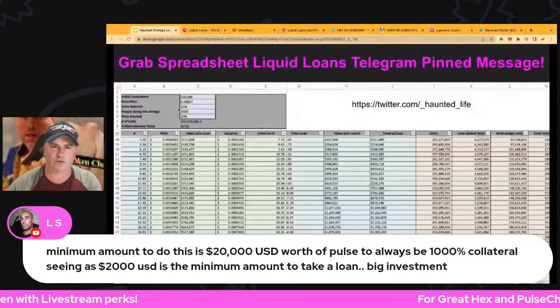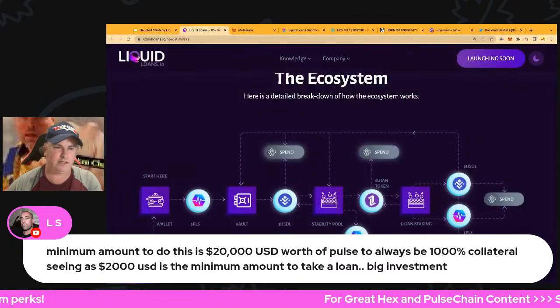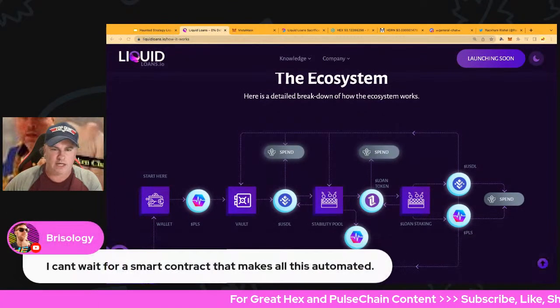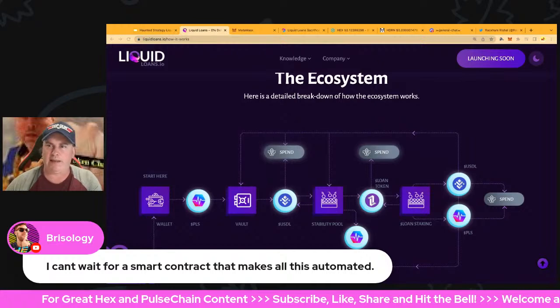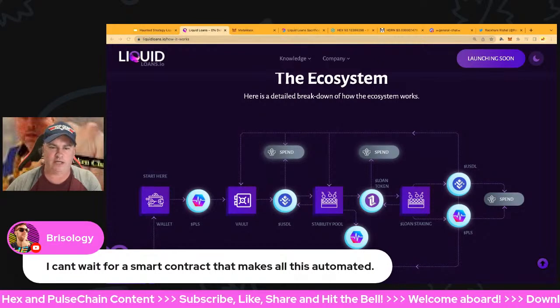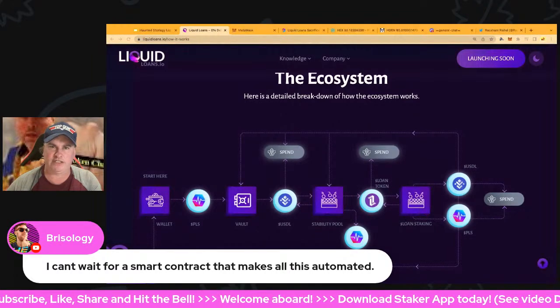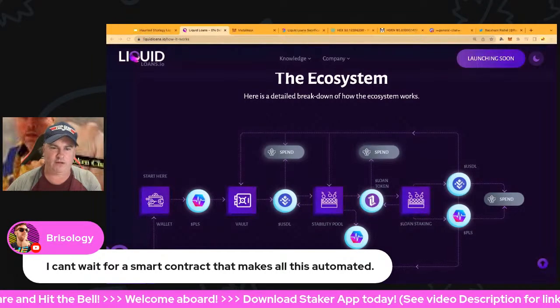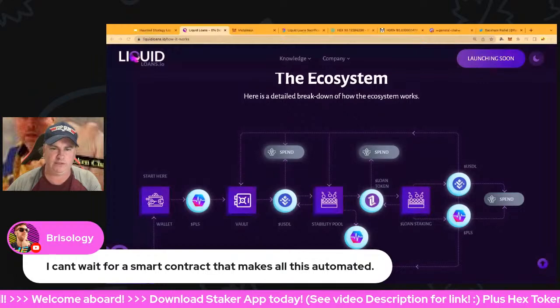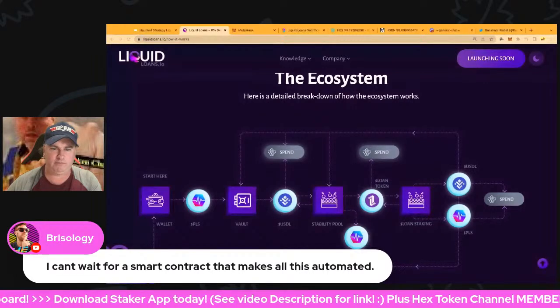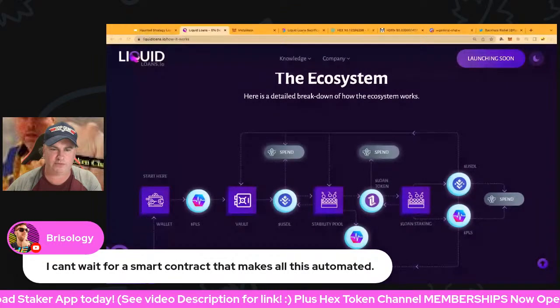This is the haunted strategy here, folks. I can't wait for a smart contract that makes this all automated. So Pulsechain Power City is going to be doing that, looking at a yield compounder on Pulsechain. I think you're going to be able to select the strategy and be able to follow that. So cool. What else are we up to there?